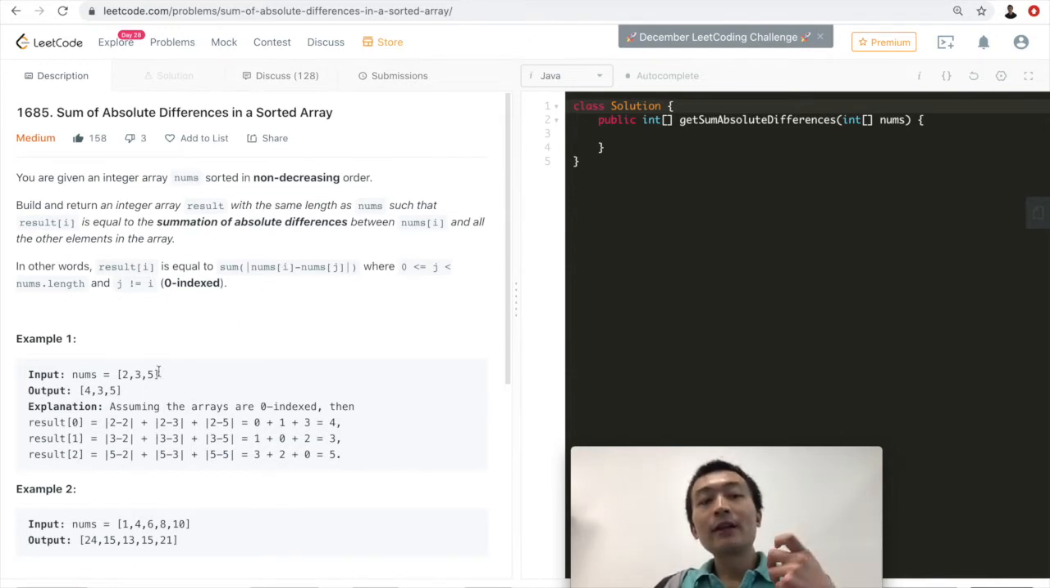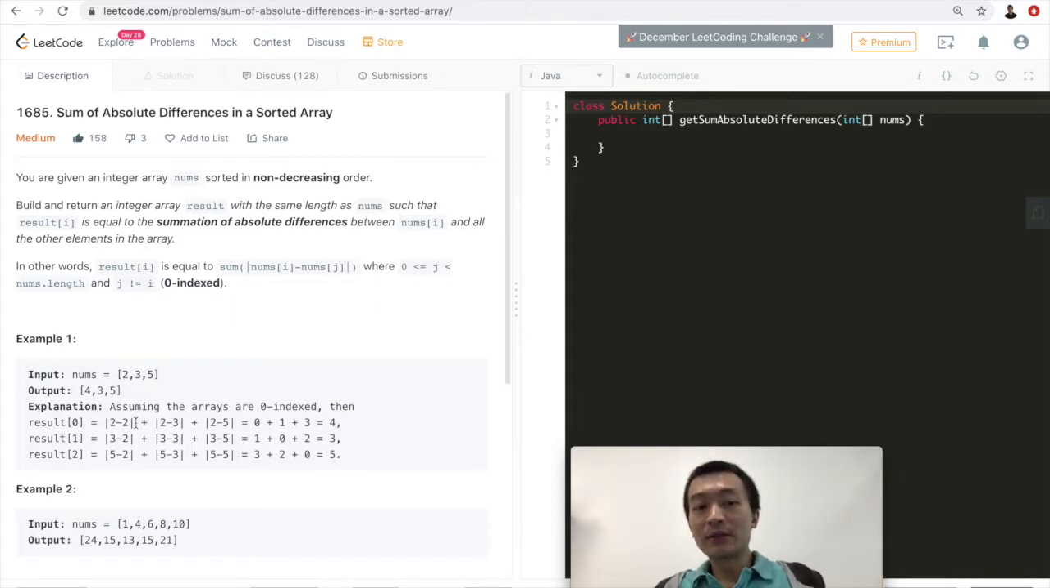Alright, now let's take a look at example 1. Given nums [2, 3, 5], the output is [4, 3, 5]. Why is that? How do we deduce the output from the input nums? Assuming the array is 0 indexed, result[0] comes from 2 minus 2. Why 2 minus 2? Because 2 is the current one that we are iterating, the one we're trying to compute the result for. 2 is the current element.